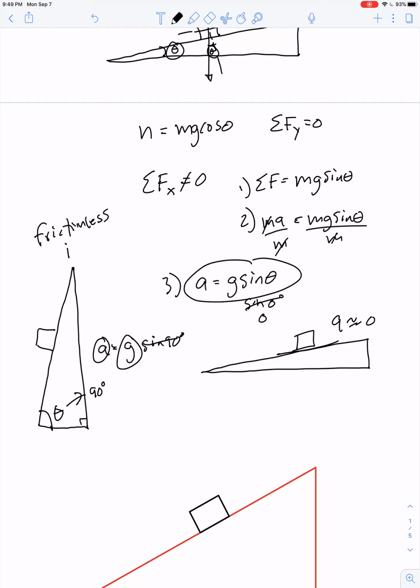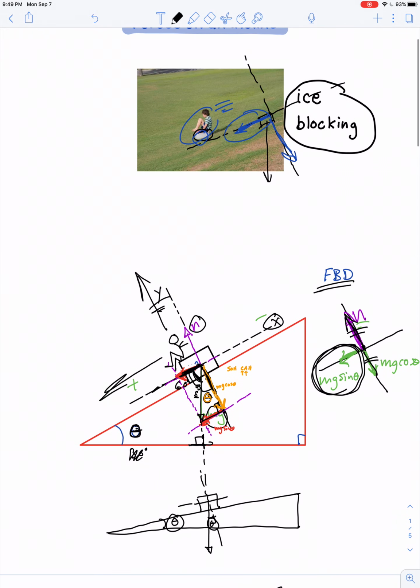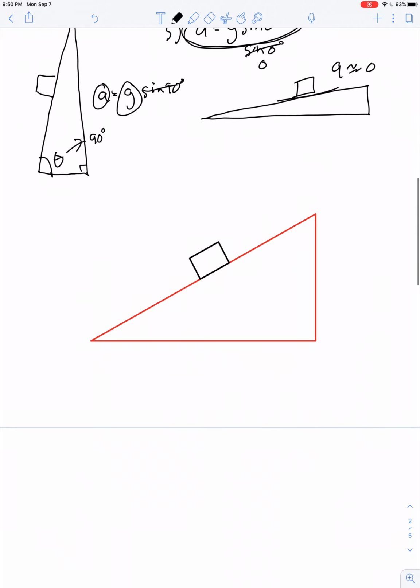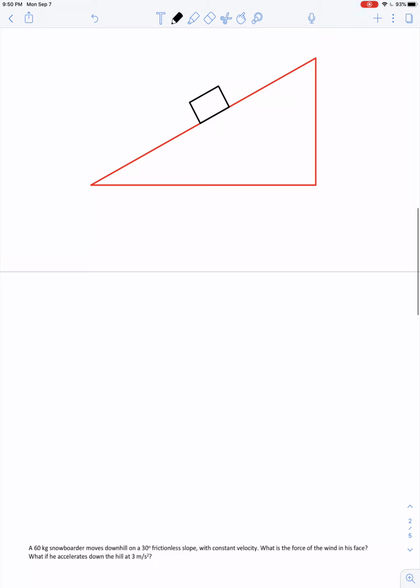That's the point of illustrating this example with ice blocking, where the friction between the melting block and the grass is negligible. On a frictionless incline, the acceleration of an object is acceleration due to gravity times the sine of the angle of the incline. So one more time, whenever dealing with motion along an incline, we don't make the x-axis horizontal, we make the x-axis parallel to the incline. And therefore the y-axis must be perpendicular to the incline.